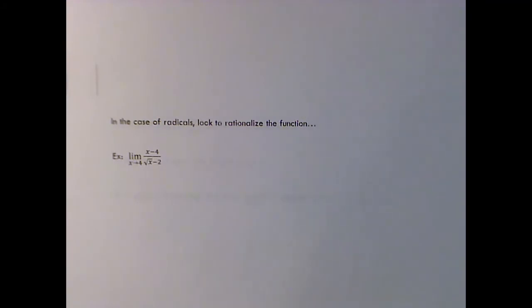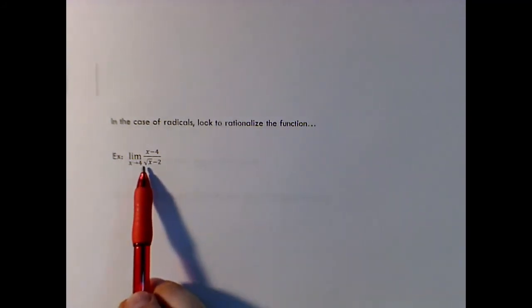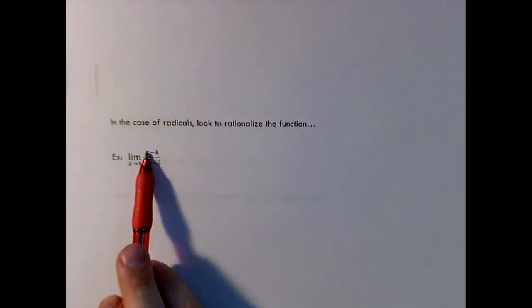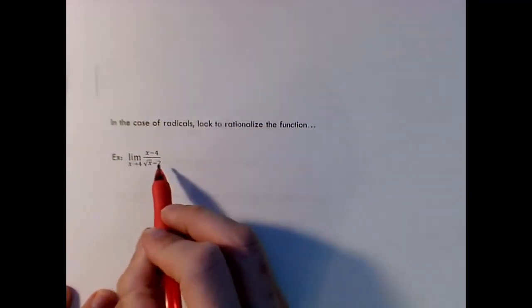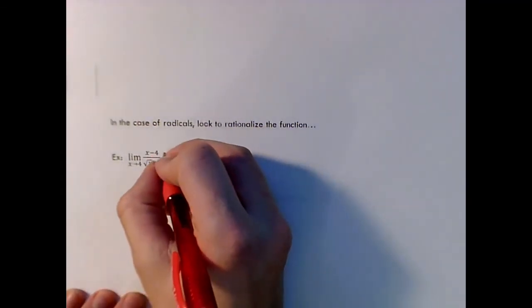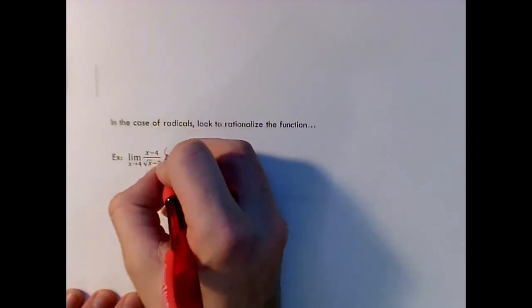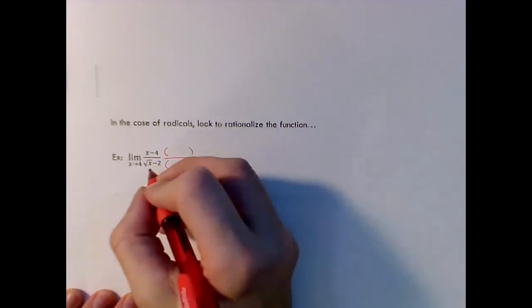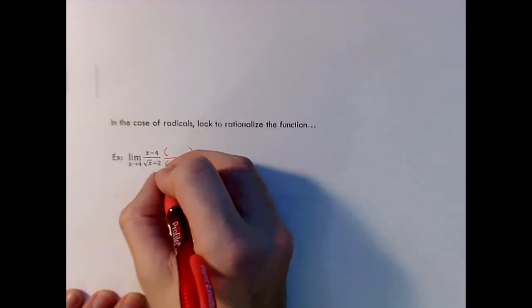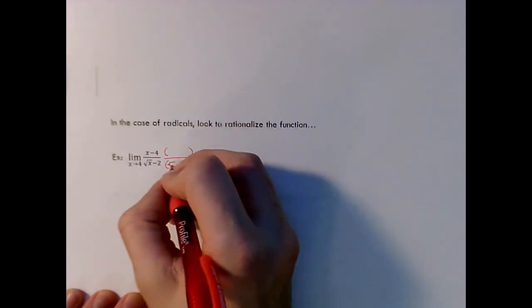And the problem with this problem is you have a fraction and you have a radical. And if I plug in 4, I get 4 minus 4, which is 0, and I get the square root of 4, which is 2 minus 2, which is 0. So that's a problem. So we're going to do something called rationalizing the function. It's basically, if you have a binomial, if you have 2 things on the bottom, you multiply the top and the bottom by the same exact thing. You just switch the sign in the middle. Okay, that's how you rationalize the function.